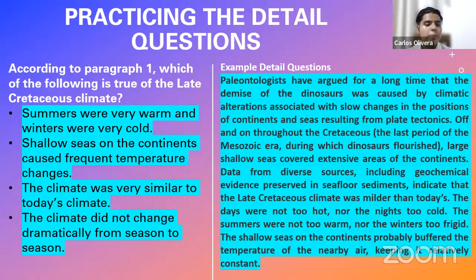And the same for the third one. The climate was very similar to today's climate. If you look at the paragraph in the middle, it says the Cretaceous climate was milder than today's climate. As you can see, the only one that remains with the essence, with the information and the idea presented in the paragraph about the late Cretaceous climate is the fourth option, even when it doesn't contain word by word of the paragraph, okay?